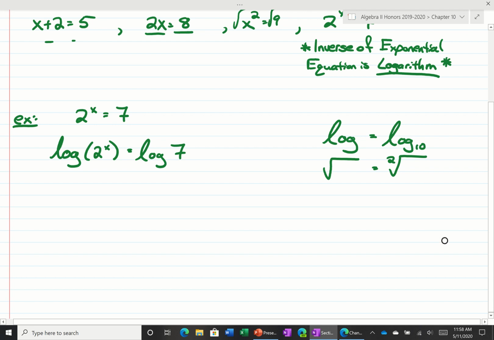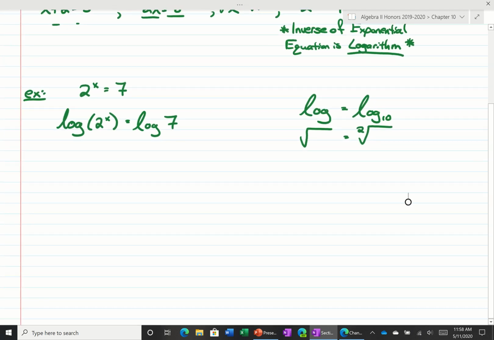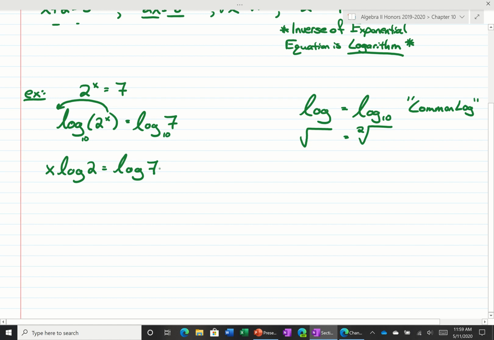So your calculator can do logs, but it only knows how to do log base 10. This is called a common log. And what we're going to do is we're going to take the common log of both sides. It's really log base 10, but if we don't write the 10 there, that's okay. We know that it's assumed to be a base 10. All right, well, looking at this problem, this is actually a power property. We could bring the x in front.